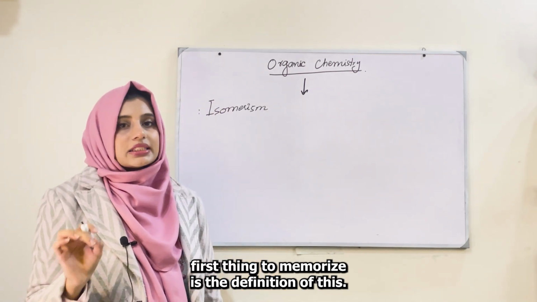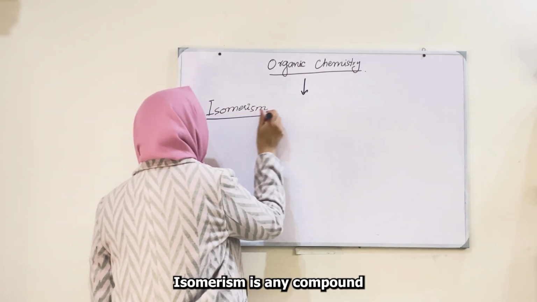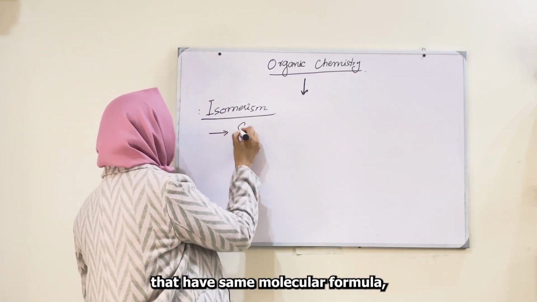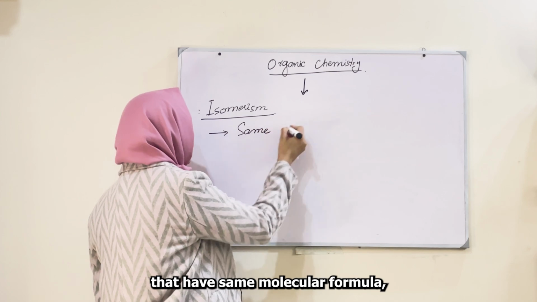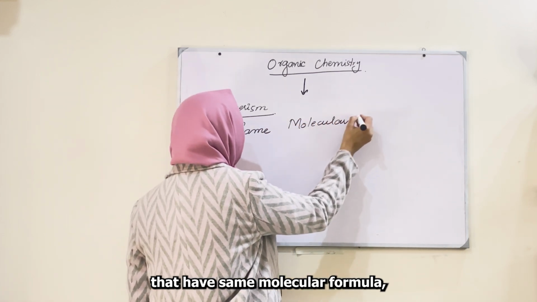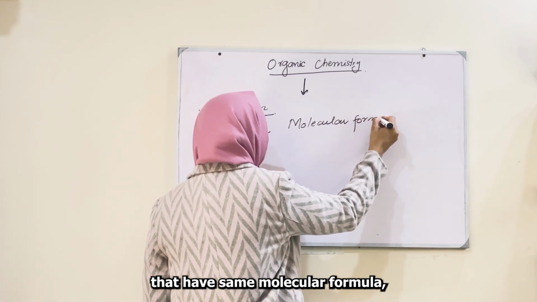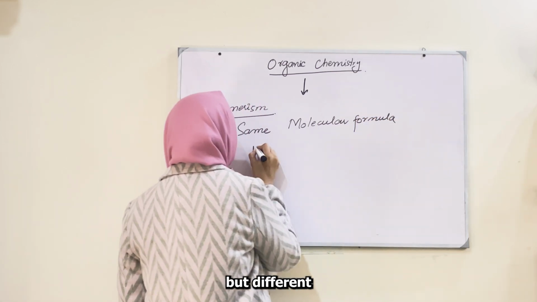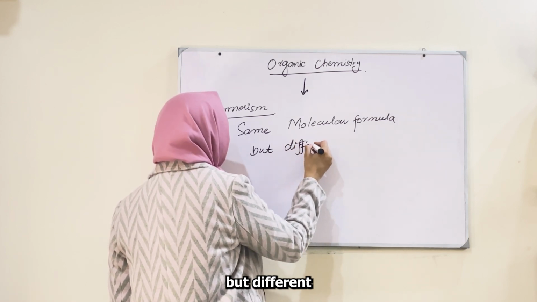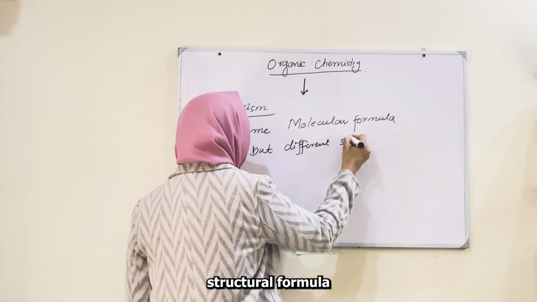First thing to memorize is the definition of this. Isomerism is any compounds that have the same molecular formula but different structural formula.